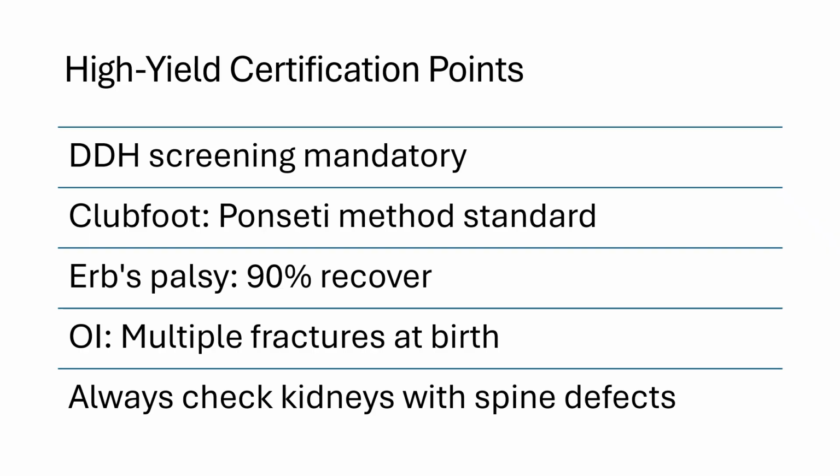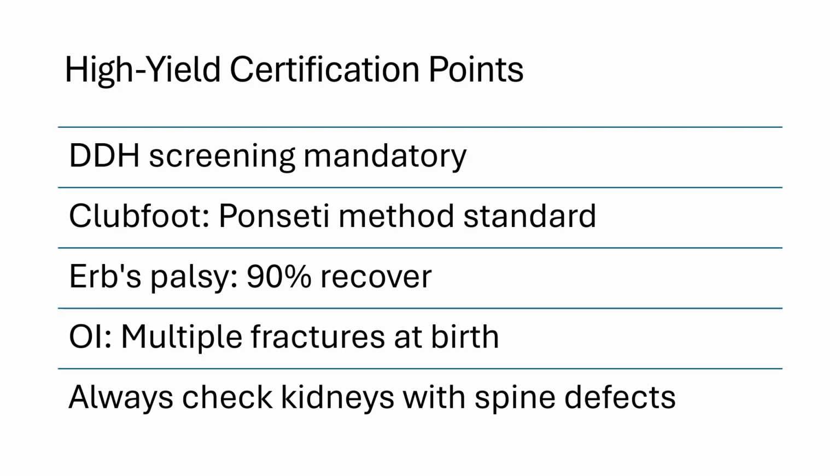Erb's palsy recovery statistics provide crucial prognostic information that helps you support families through the anxiety of seeing their baby's arm weakness. The 90% recovery rate for this most common form of brachial plexus injury offers genuine hope, while understanding the prognostic indicators helps you recognize when more aggressive intervention might be necessary.